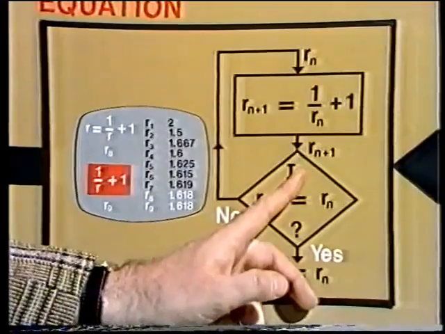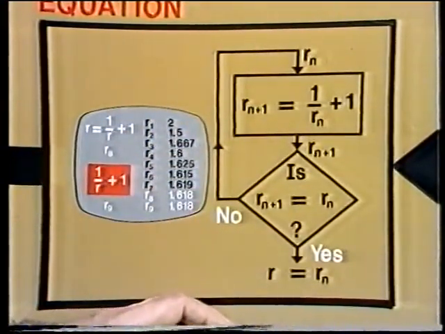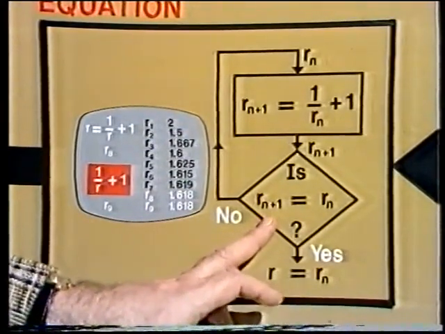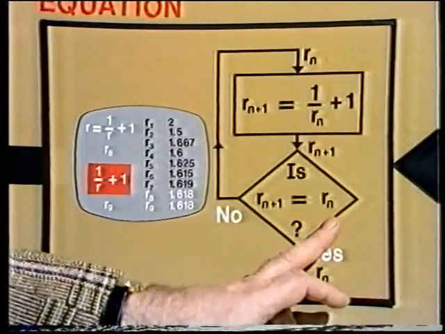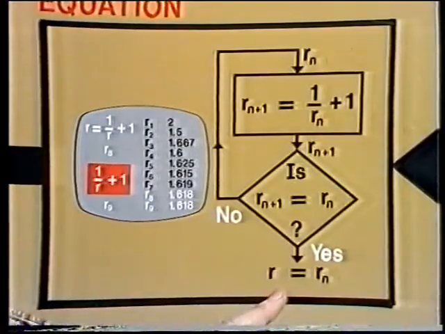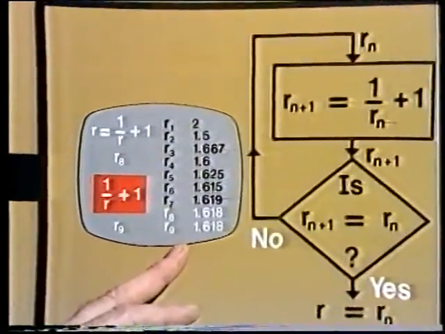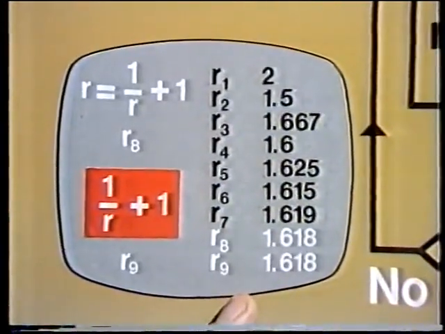And out pops R3. And so you go on, and you continue the iteration until you find a value of Rn plus 1, which is equal to the previous value, to within the accuracy that you're working to. And that's your answer. And you'll probably remember that the computer stopped when it found that R9 was equal to R8 to 3 decimal places.